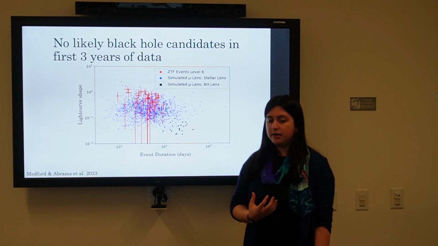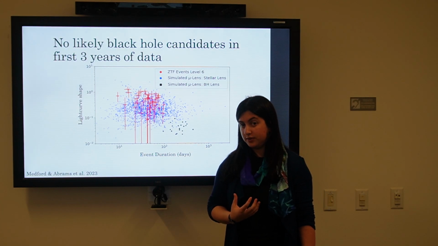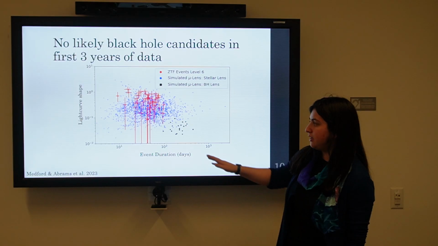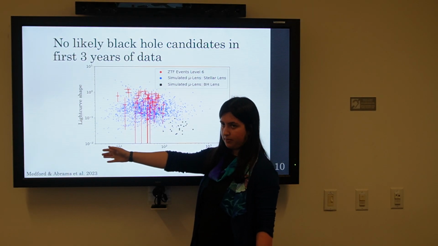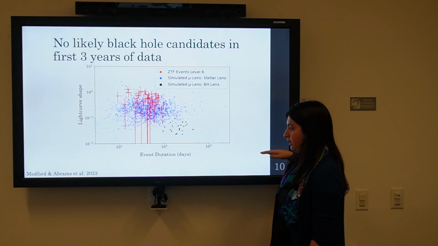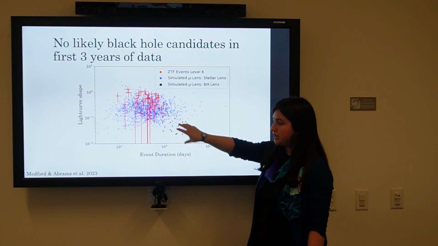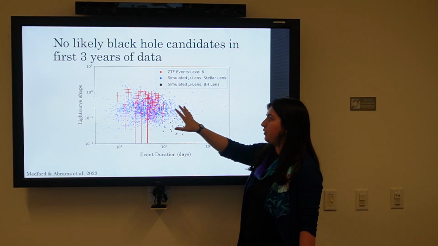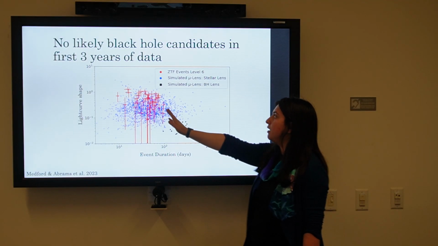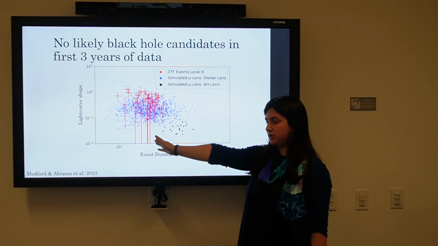So we didn't find any likely black hole candidates in the first 3 years of data. Again, this is your light curve shape or microlensing parallax as a function of your event duration. Down here are simulated black hole lenses, in blue are simulated stellar lenses, and in red you can see the actual events we found.